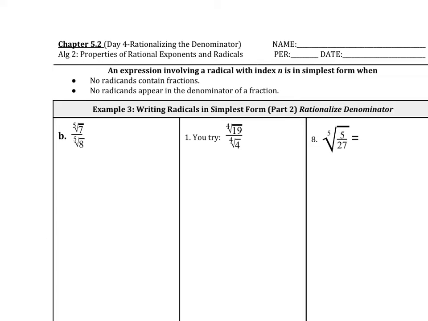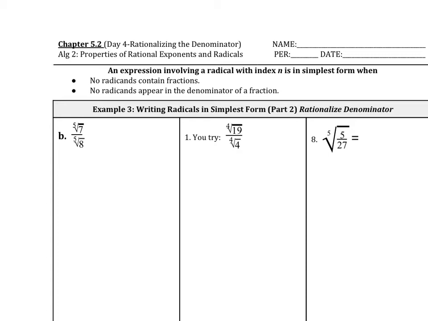In this video, we're going to continue to simplify radicals. So we need to remember a couple of rules. No radicands contain fractions. Radicands is the number inside of a radical. It cannot have fractions like this. And no radicals appear in the denominator of a fraction, just like these.